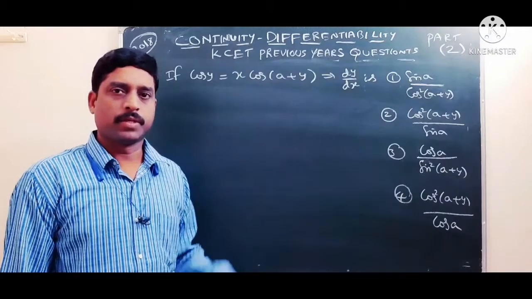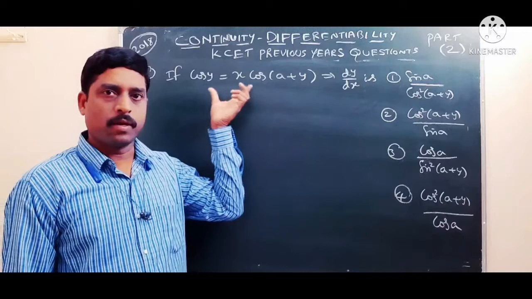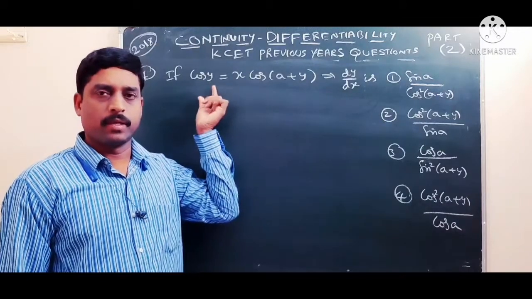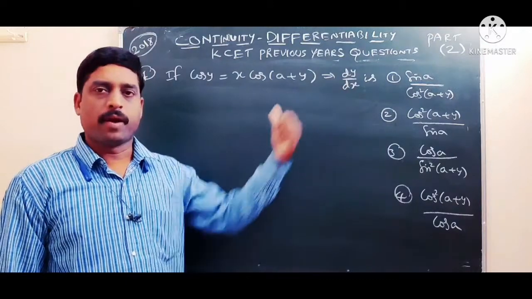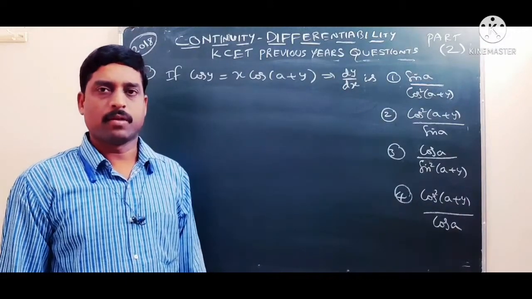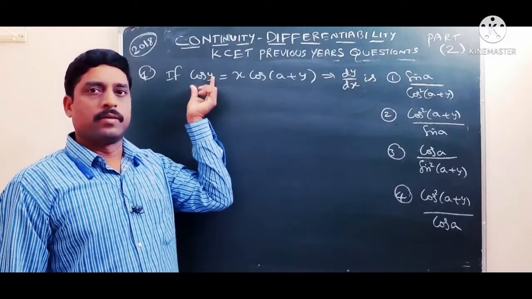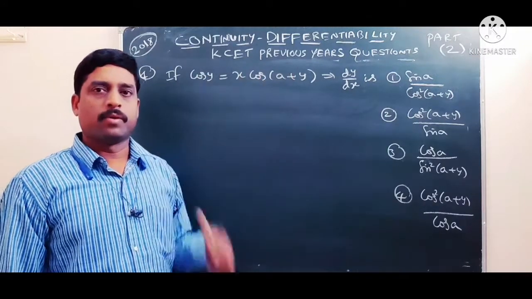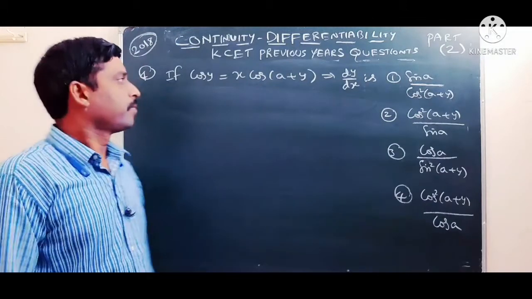So look at the next question. This is from the 2018 question. What is given? One condition is given: cos y is equal to x cos of a plus y. Then we have to find dy by dx. How can we solve this problem? Okay. In this, left side and right side, both values are angle functions in y.